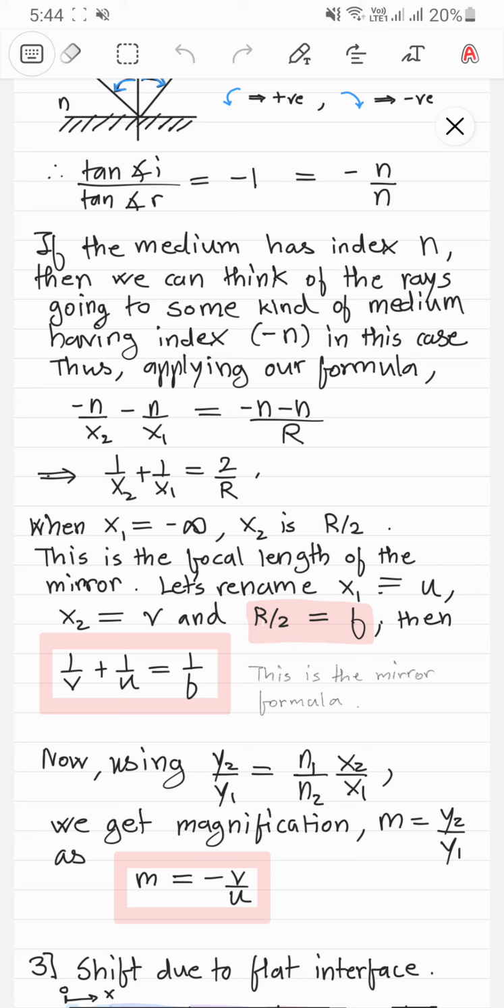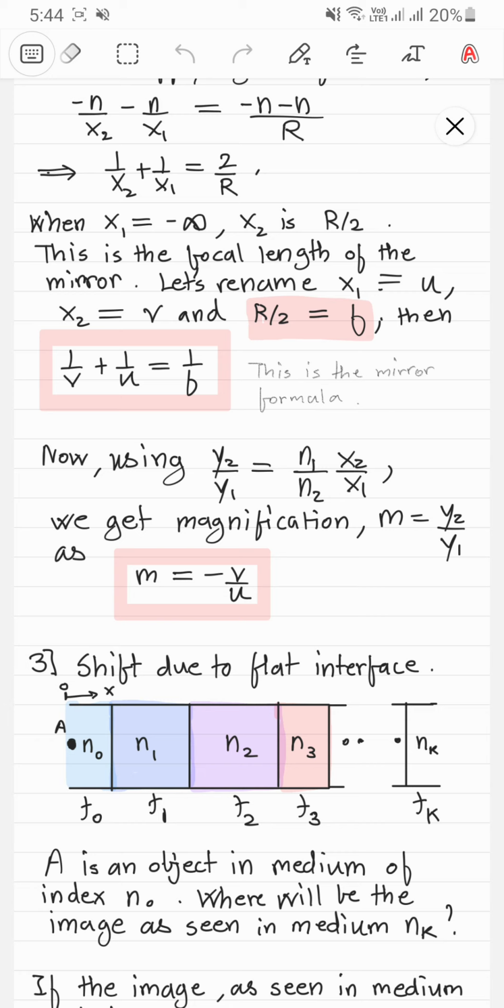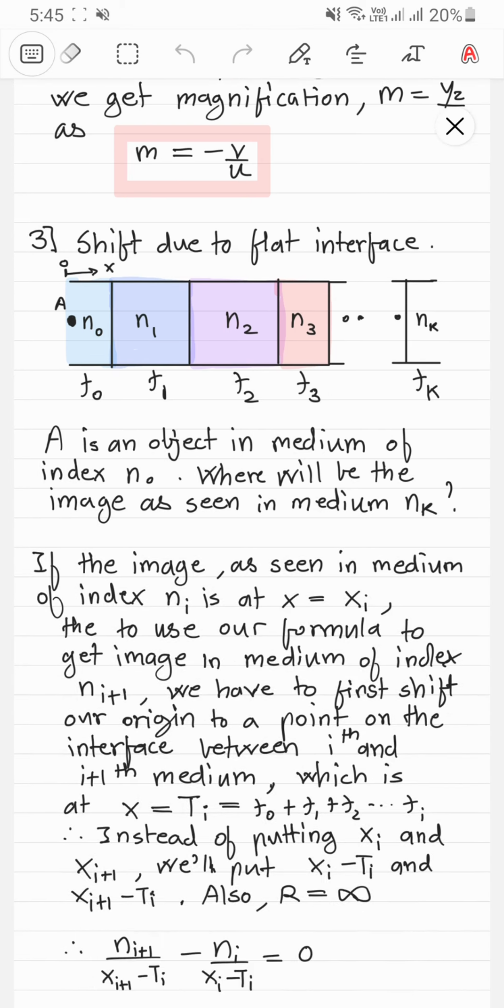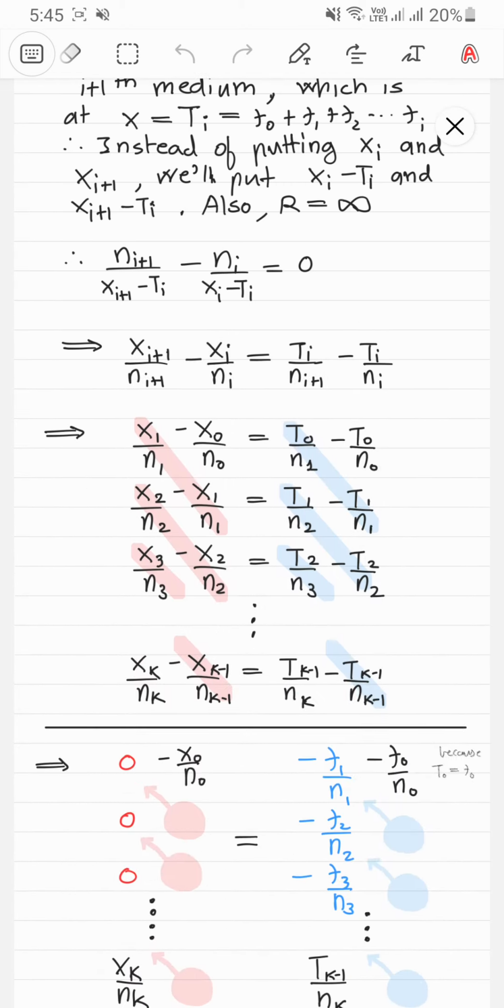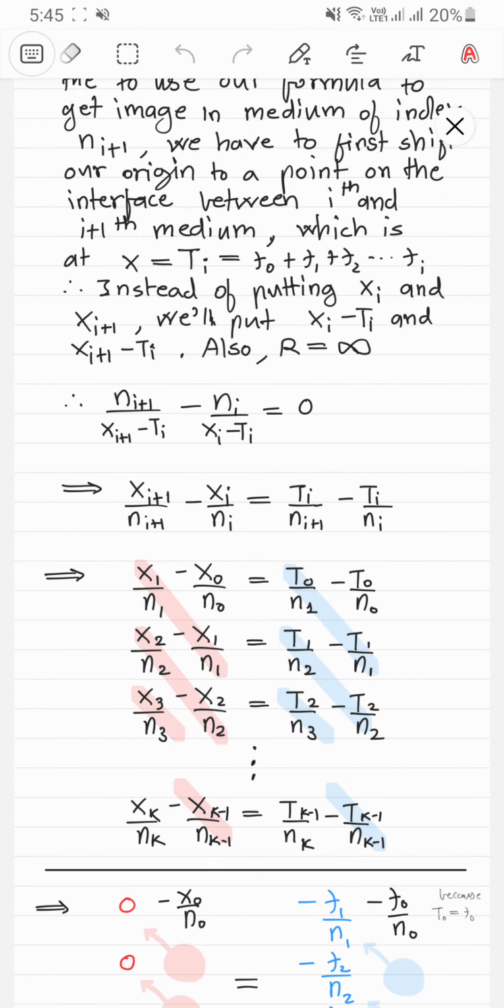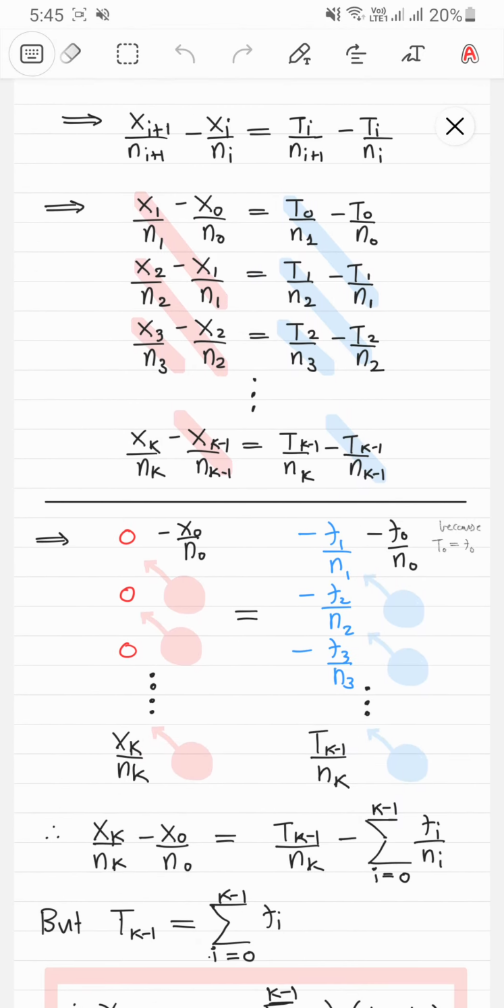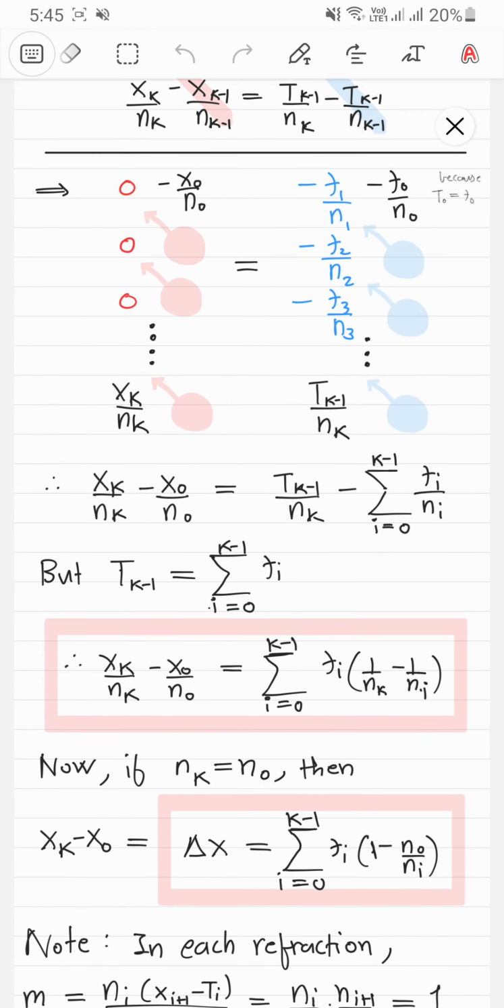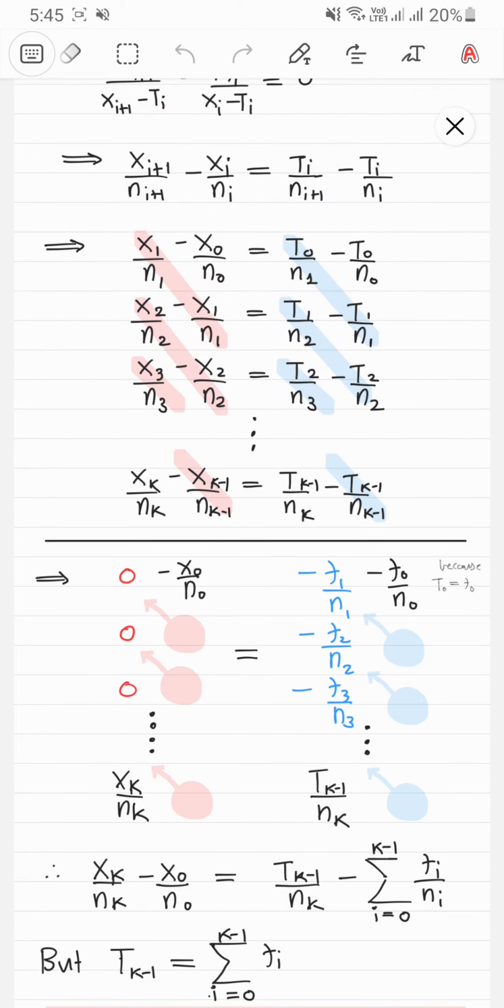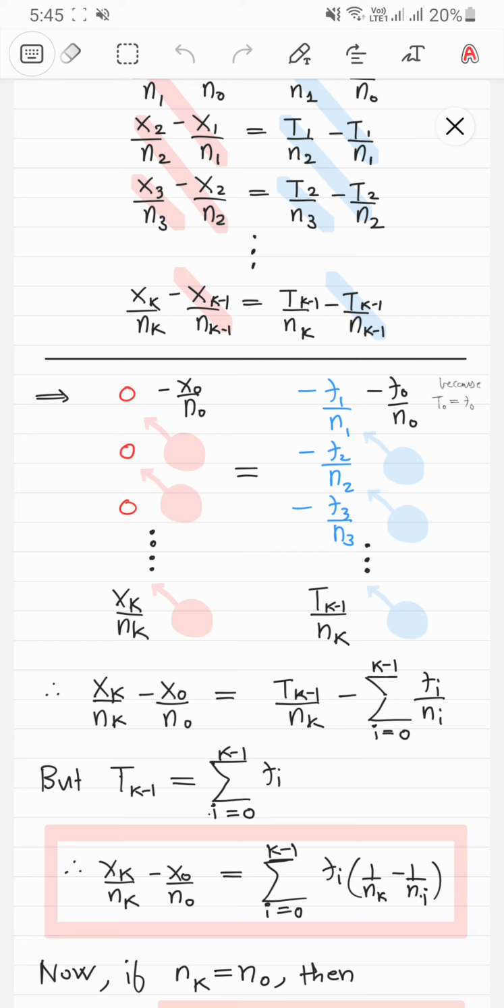And then of course you have this magnification stuff. So using it for this particular case, our n2 is just -n1, and that's why this becomes -v upon u. So for lenses it's v upon u, for mirrors it's -v upon u, whatever. And then this thing, the shift due to flat interface, this is very straightforward in fact. So not much brain involved in this. I basically just copied what was written in that note into this note, except with more illustration and making it easy to understand.